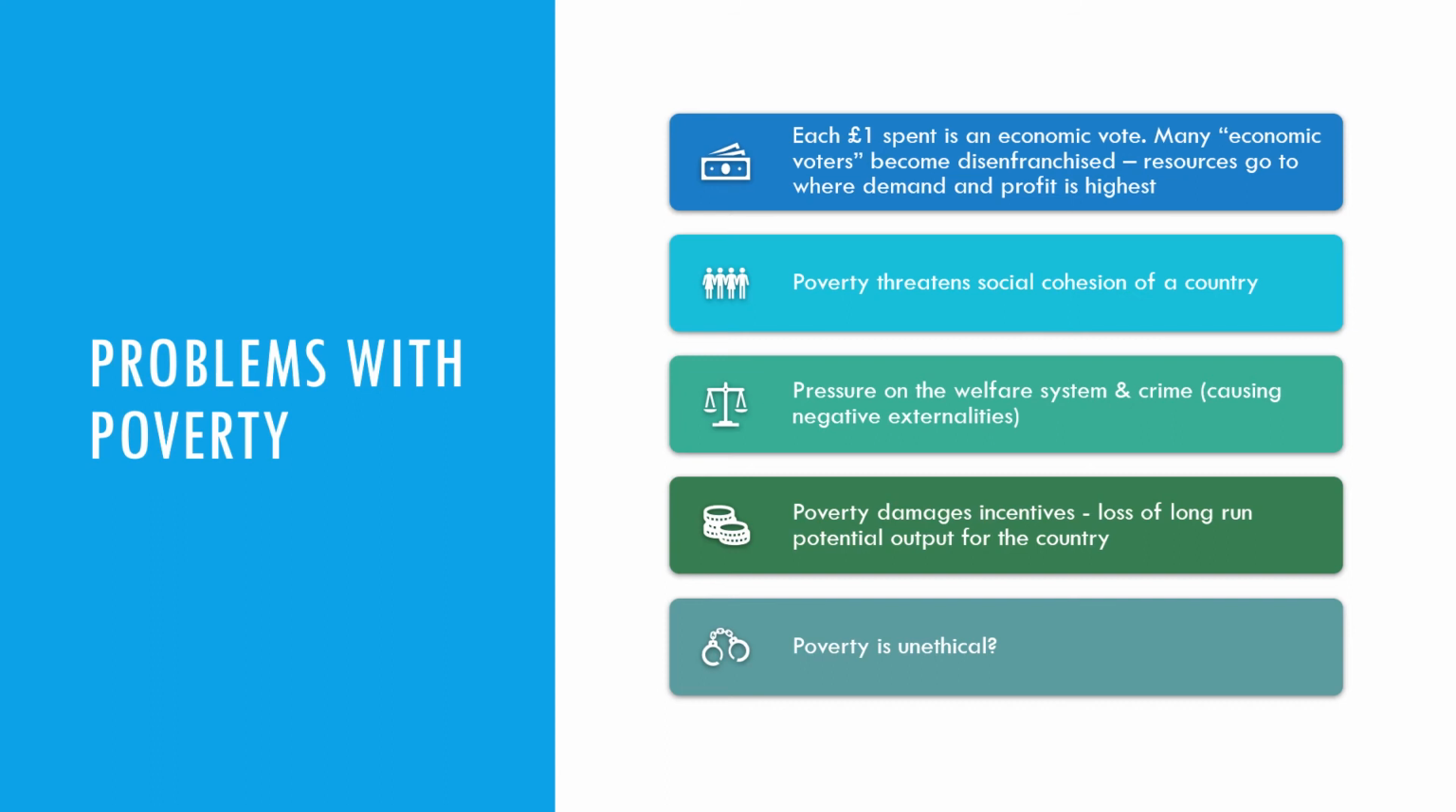Often poverty has been associated with becoming dependent on the welfare state. I need the state to survive. I can't really fend for myself. And also crime. There's a link between poverty and crime levels.